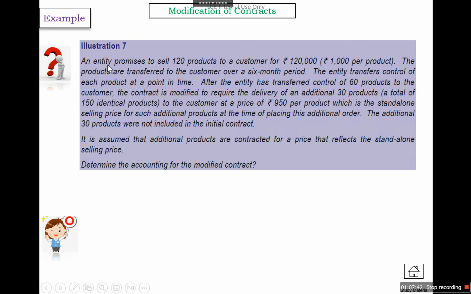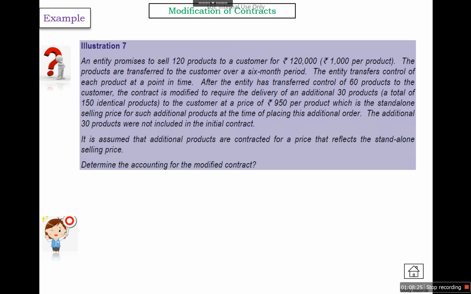Next example: an entity promises to sell 120 products to a customer at 1,20,000, that is 1,000 per product. The products are transferred to the customer over a 6 months period. The entity transfers control of each product at a time. After the entity has transferred control of 60 products to the customer, the contract is modified to require the delivery of an additional 30 products at a price of 950 per product, which is the standalone selling price of such additional products at the time of placing the order. The additional 30 products were not included in the initial contract. So determine the accounting for the modified contract.